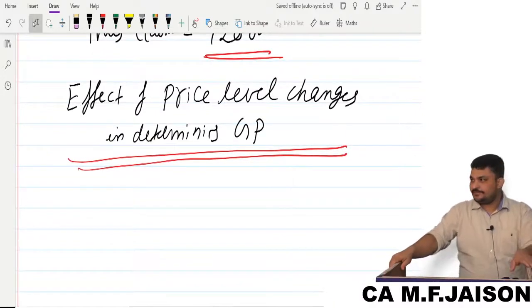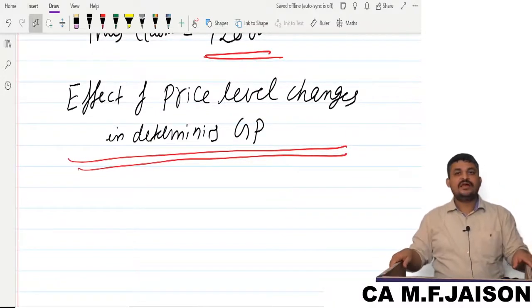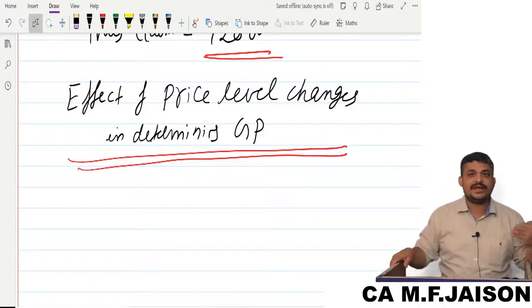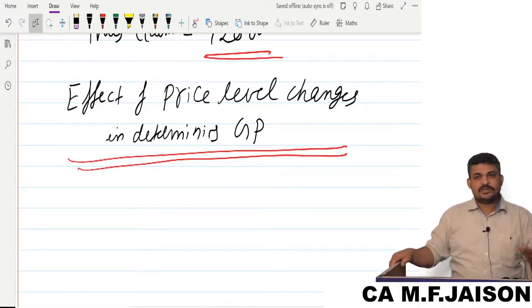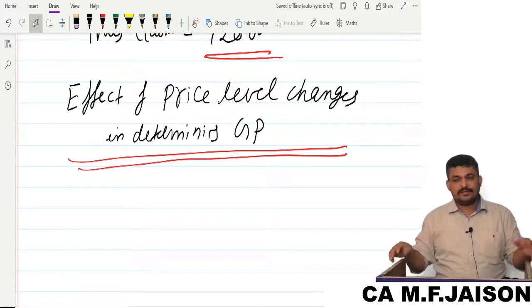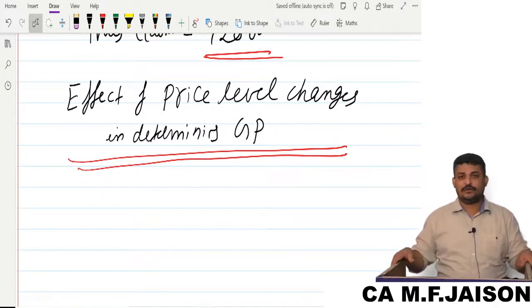My dear friends, I told you we are considering GPR from the previous year, the preceding year, and we are presuming that the previous year GPR will be the current year GPR. Because, sir, previous year quantity will be different, current year quantity will be different. So in that case it could be a different GPR. No, GPR will not change based on the quantity.